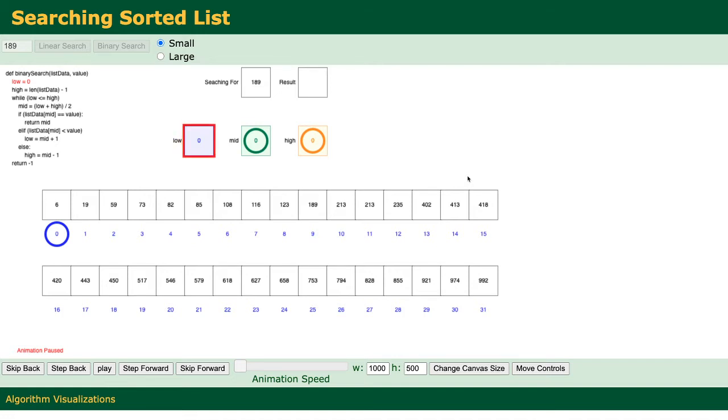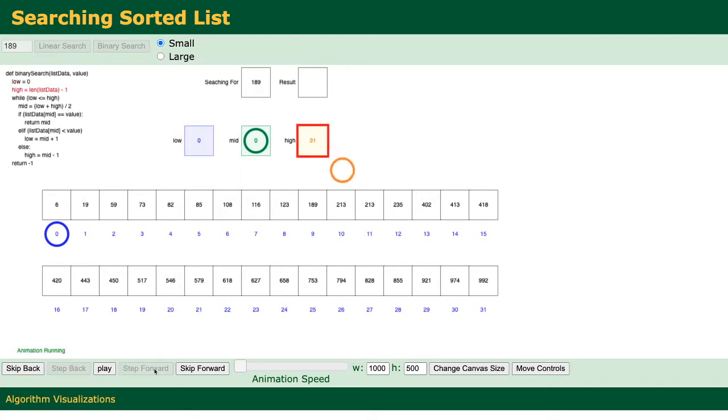Let's take a look at another example, which is in the middle of the array. In this case, I'm trying to search for 189, which is at index number 9. So we start the process again. We have to identify the start index, which is 0, and the end index, which is the last index in the array.